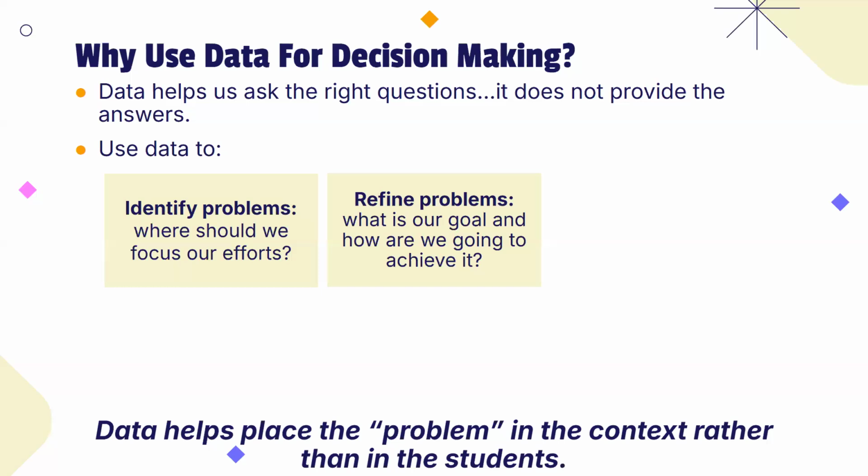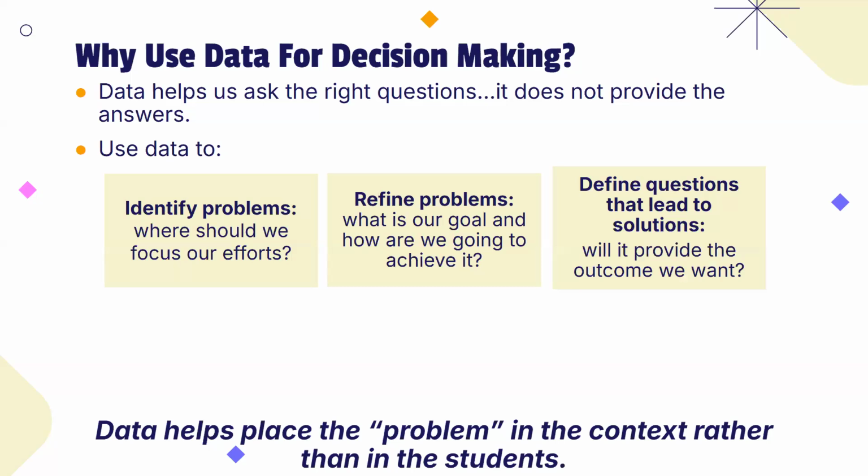The next is refining problems. So we know what our problem is. Now we have to come up with a goal. How do we want to improve these behaviors and decrease the inappropriate behaviors? How are we going to achieve it and make that happen? What can we put in place to be able to make that work?